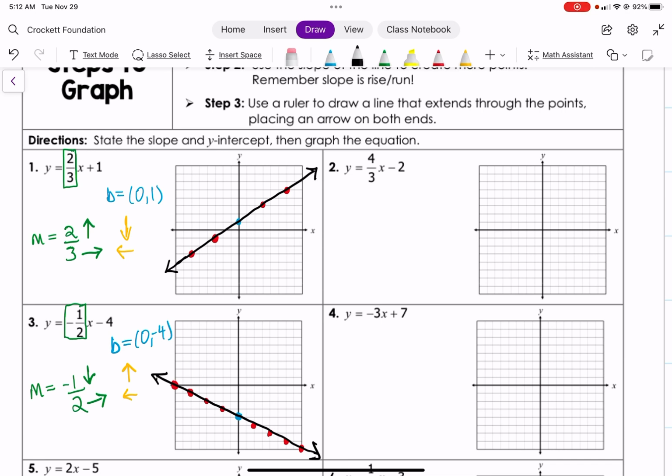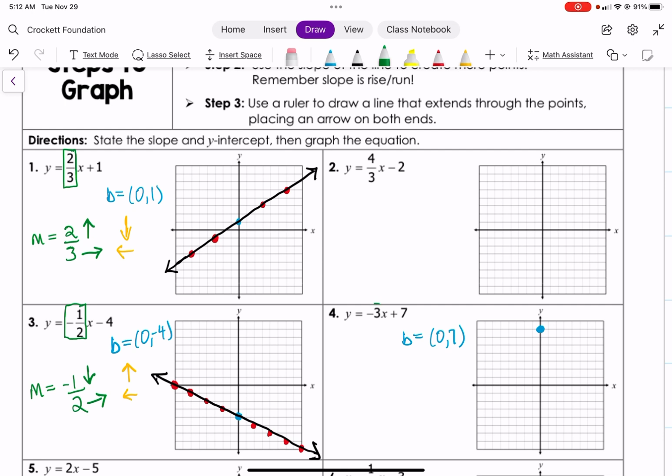Let's take a look at number 4 real quick, because number 4 gives us a slope that is a whole number. But once again, start with the y-intercept. The y-intercept here is positive 7. So at positive 7 on the y-axis, we want to plot our y-intercept. 1, 2, 3, 4, 5, 6, 7. There's where my y-intercept goes. Always plot the y-intercept first.